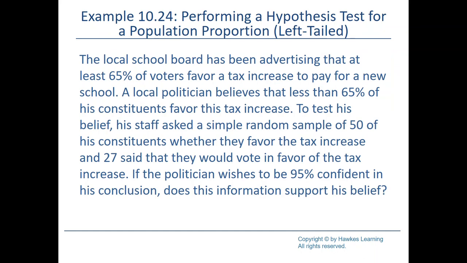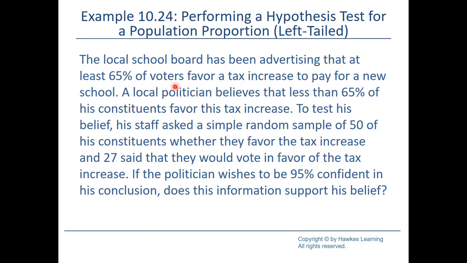Okay, so a local school board has been advertising that at least 65% of voters favor a tax increase to pay for a new school. Now, a local politician believes that less than 65% of his constituents favor this tax increase. So to test his belief, his staff asked a simple random sample of 50 of his constituents whether they favor the tax increase. 27 said that they vote in favor of the tax increase. Now, if the politician wishes to be 95% confident in his conclusion, does this information support his belief?